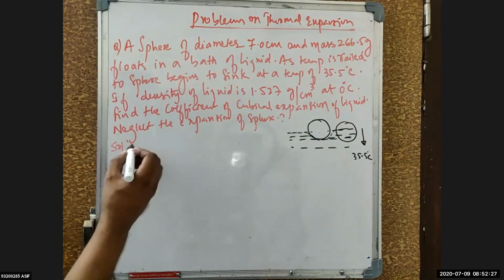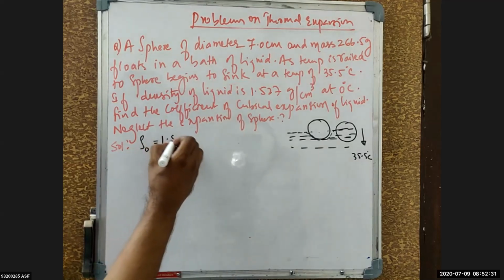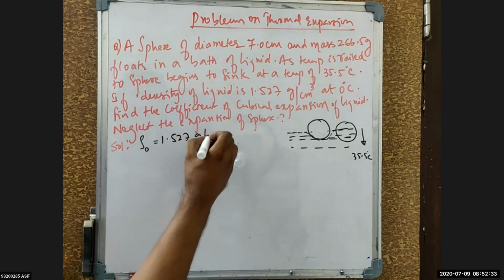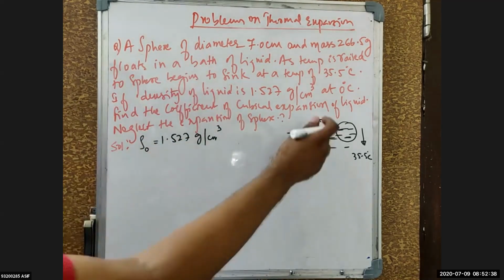That means density of the sphere is how much, beta? Density of sphere at 0 degrees centigrade is equal to how much for me? 1.527 gram per centimeter cube. This is given, isn't it? Now, what should be the condition when it is floating?